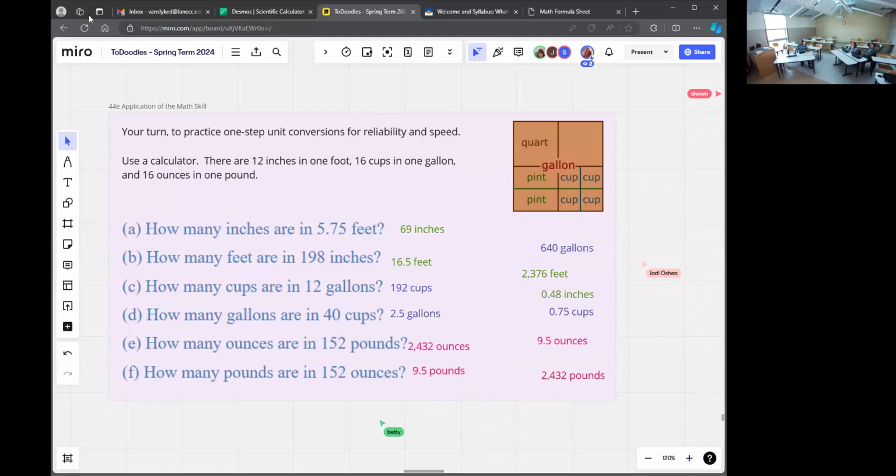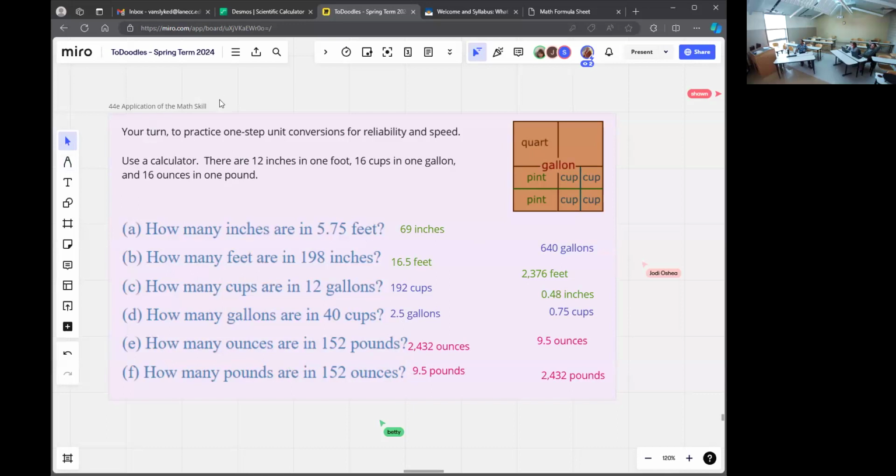Okay, 152 times 16, we're multiplying because we're starting with the big thing, the pounds. And we're breaking them apart, so that's multiplying like Jody did. And then here we're starting with ounces, the little thing, and getting pounds, that's grouping them together like I did. So we're dividing.